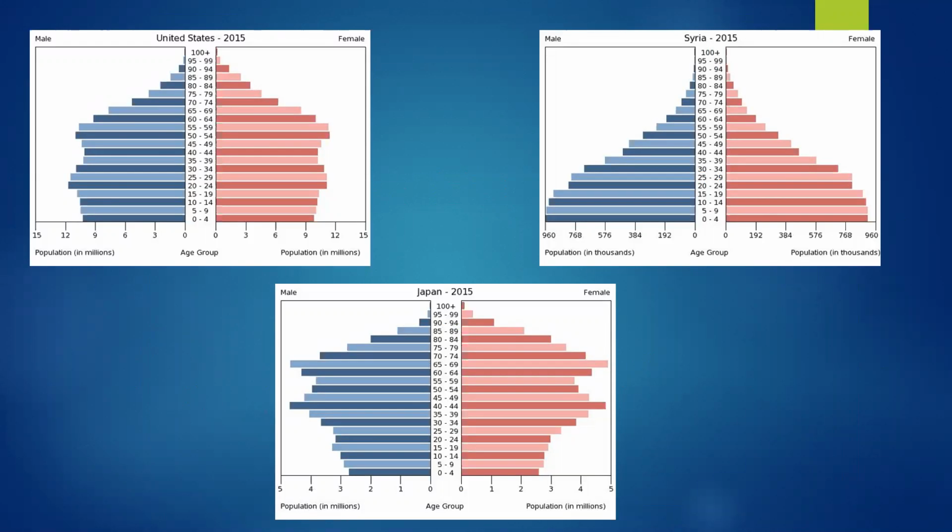So the structure, the shape of a population pyramid can give you a sense at a glance of how old a population is.